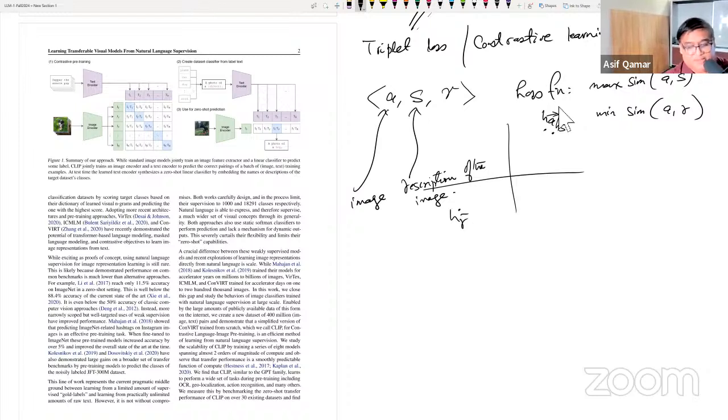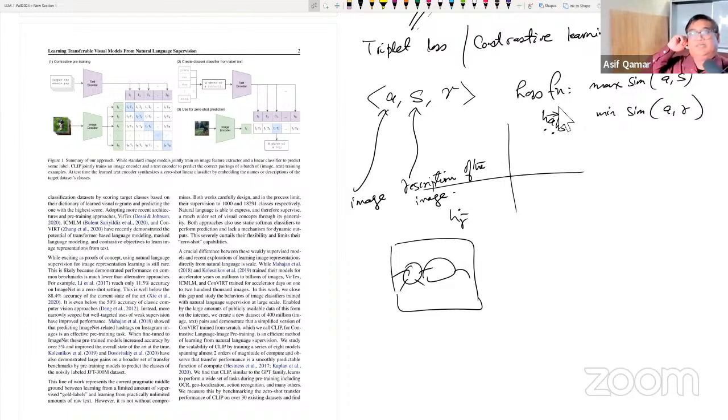Let's read Figure 1, summary of our approach. While standard image models jointly train an image feature extractor and a linear classifier to predict some label. So what used to happen is, suppose you had a cat and you want to know what this image is about. You would typically use a classifier that used to predict into a vocabulary. It would produce a probability of a cat. Right? Those were discriminative tasks, discriminative classifiers. But what this is saying is, no, there's an alternate way.